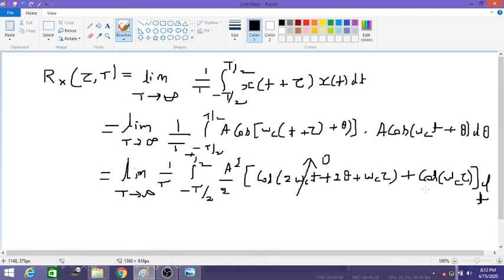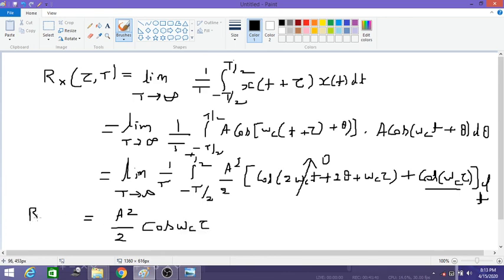So finally if you look into this, this is a constant, so we are integrating constant into dt, and we substitute minus T by 2 to plus T by 2, then finally we will get this result as A square by 2 into cos omega c tau.